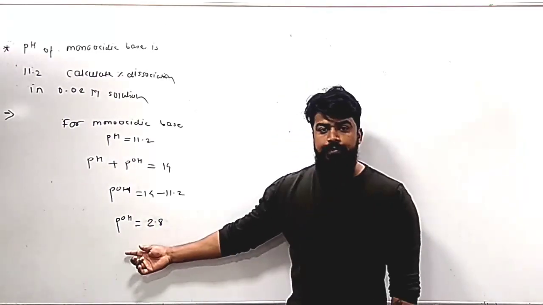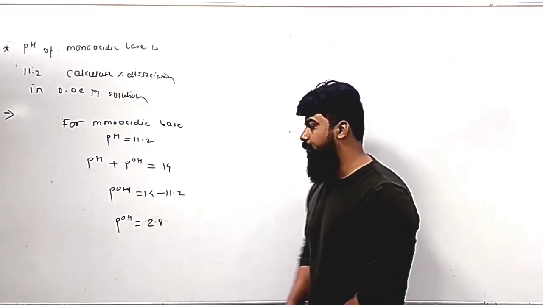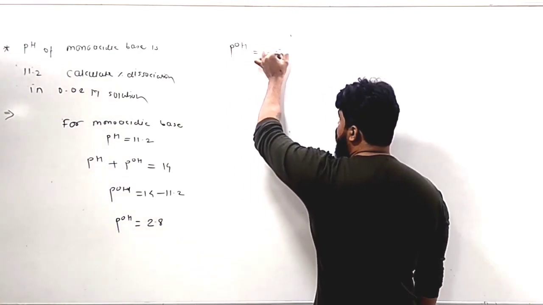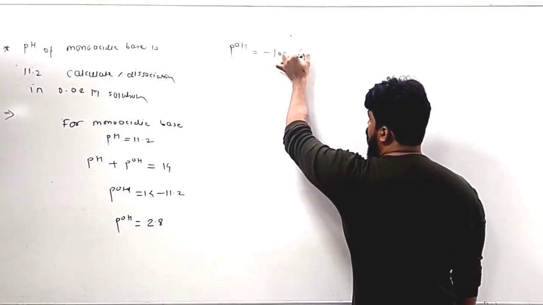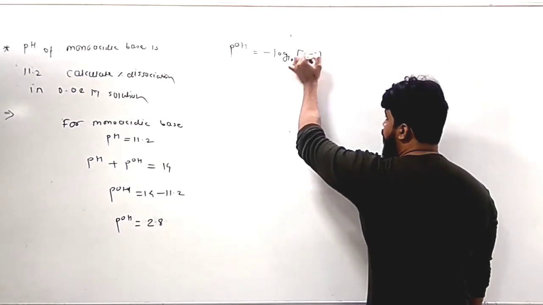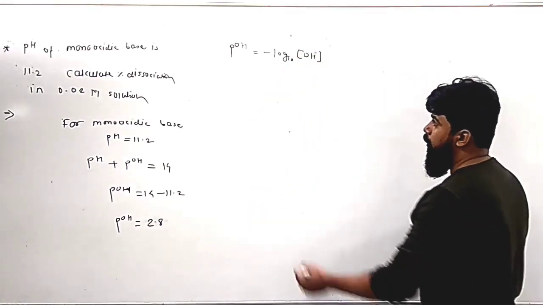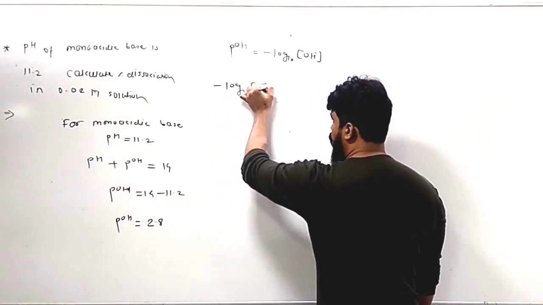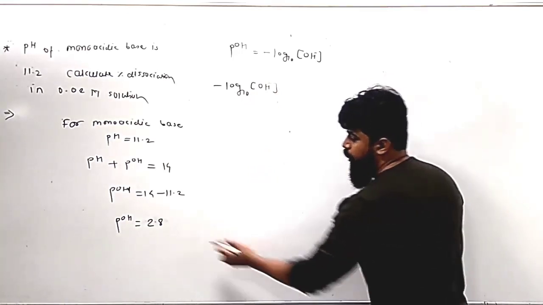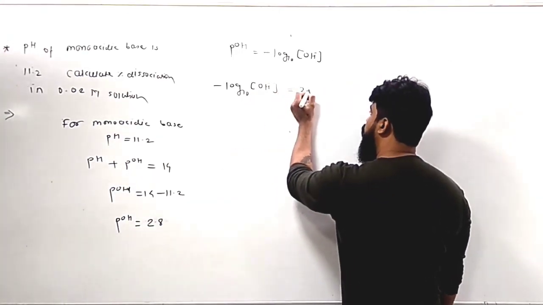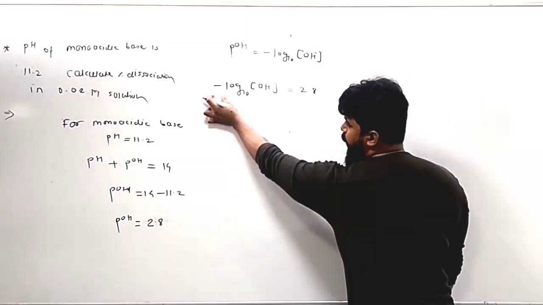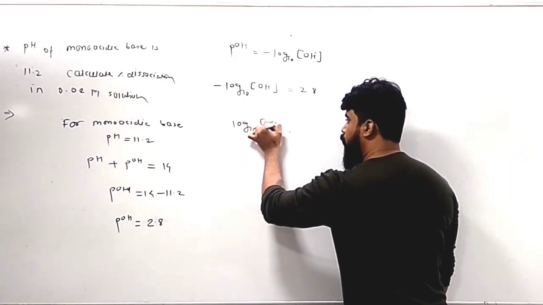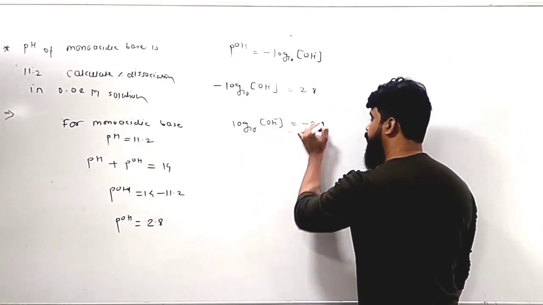Now, from the value of pOH, we are going to calculate the concentration of OH minus ion. What is pOH? pOH is simply defined as the negative logarithm to the base 10 of the OH minus ion concentration. The value of pOH we know is 2.8. I am going to shift this negative sign here, so the term becomes log base 10 of OH minus ion is equal to minus 2.8.